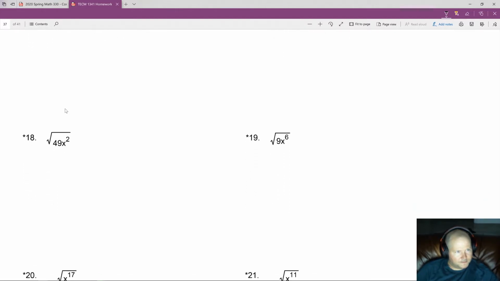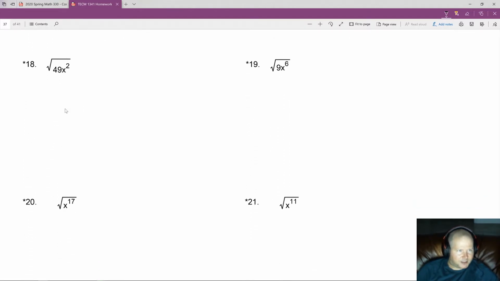Go down a little bit more. So we halve the exponent. So here we're saying square root of 49 times the square root of x squared. Well, square root of 49 is 7. Square root of x squared is just x, right? Because 2 divided by 2 is just a 1. You could write it down, but there's really no reason to write all these extra steps. The key here is just the exponent 2 divided by 2.